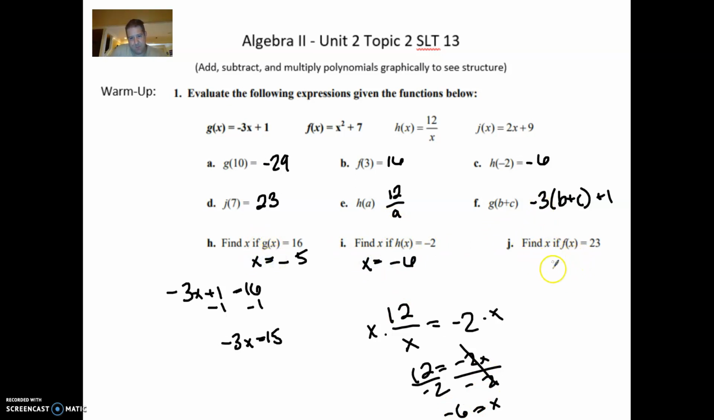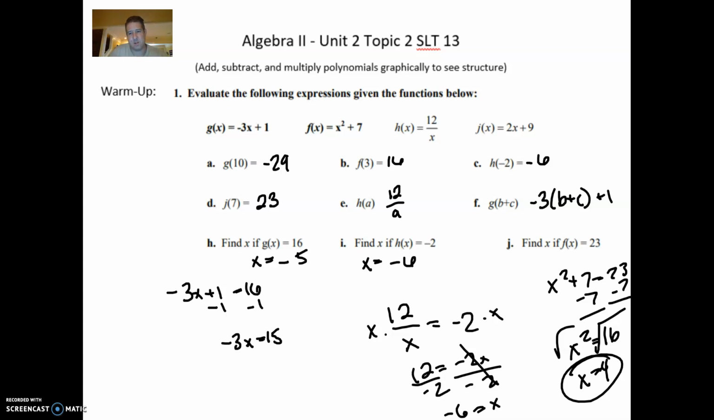And last one, find x if f of x equals 23. F of x is this one. So if x squared plus 7 equals 23, subtract 7 from both sides. 23 minus 7 is 16. Take the square root of both sides, which is 4. Looks like 4 is your answer.